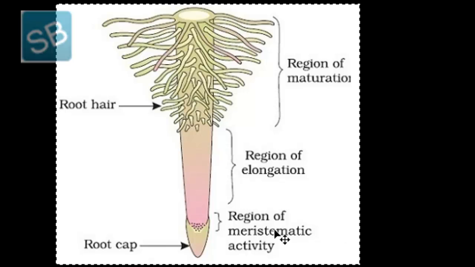The meristematic region undergoes constant cell division and adds new cells which are small and thin-walled, filled with protoplasm. Then in the region of elongation, constant cell differentiation occurs, resulting in the formation of tissues. Further, in the region of maturation, the elongated cells undergo maturation, that is, differentiation gets stopped.